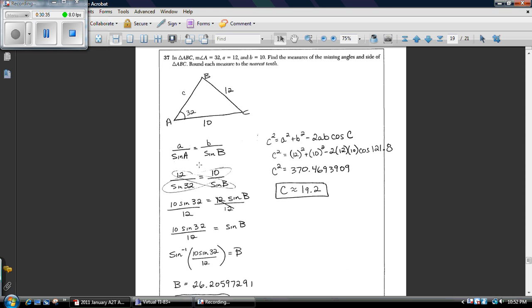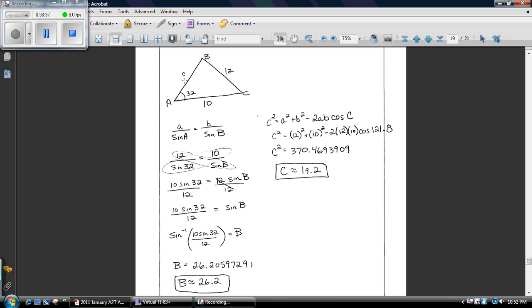So first thing I'm going to do is, I don't have enough information to just use the law of cosines and find this last side. To do so, I would need angle C. So I'm going to use law of sines and try and figure out this angle up over here, because I can do that. a is to the sine of A, b is to the sine of B.